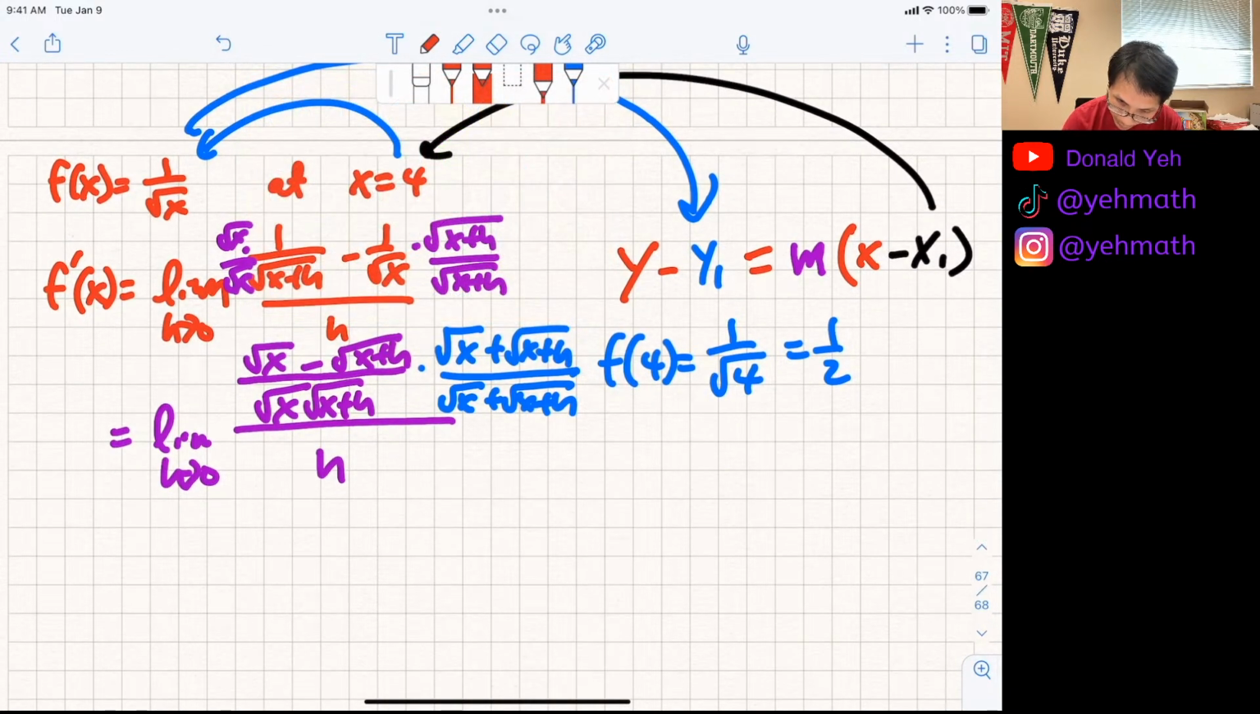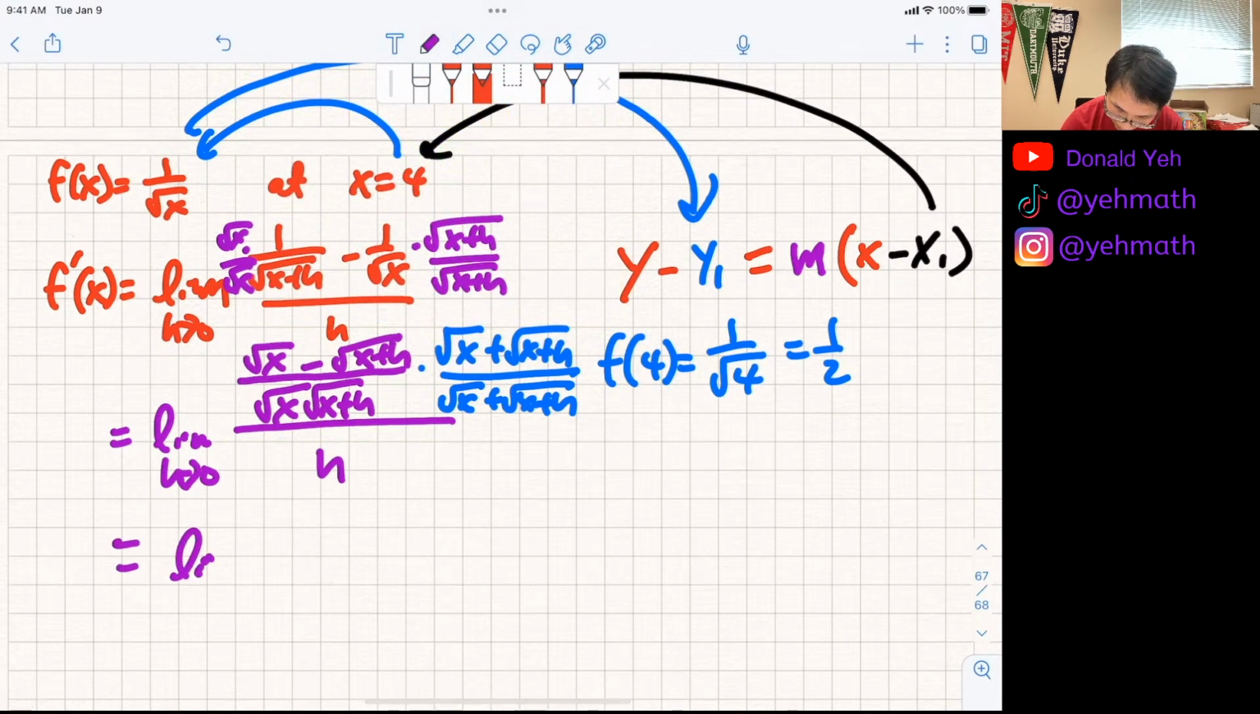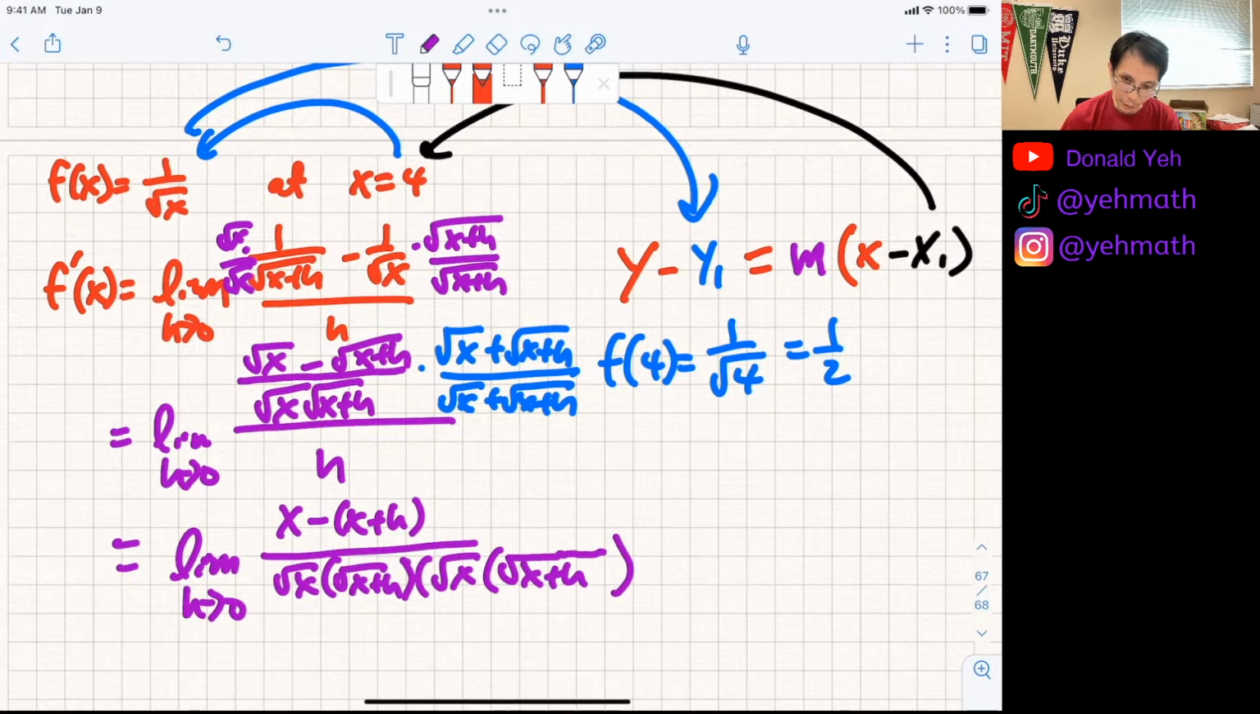So when I get to here, that's the limit as h approaches 0, and that's going to be x minus x plus h. Distribute that, so it'll be square root of x plus h times square root of x times the square root of x plus h. Any questions here? And then this h here, what do I do? I move it to here.